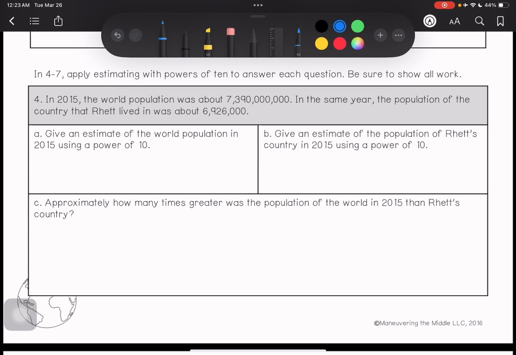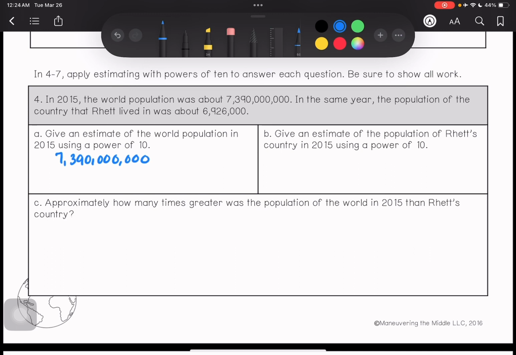So in 2015, the world population was about 7,390,000,000. In the same year, the population of the country that Red lived in was about 6,926,000. It says give an estimate of the world population in 2015 using powers of 10. So the world population was 7,390,000,000.